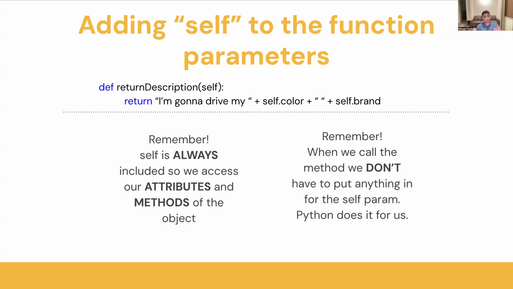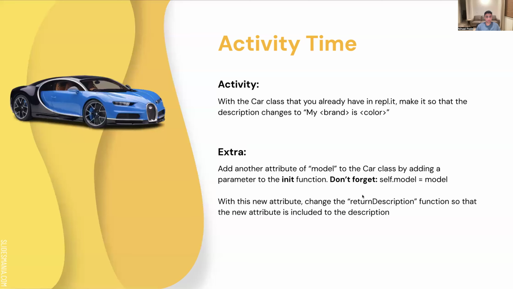Alright, so this is what the completed code should look like. So when you have c equals Car, and then Mercedes, comma, yellow, and I call c.return_description, it's going to print out, I'm going to drive my yellow Mercedes. So if you have any questions, come to office hours. Now let's go over an activity.